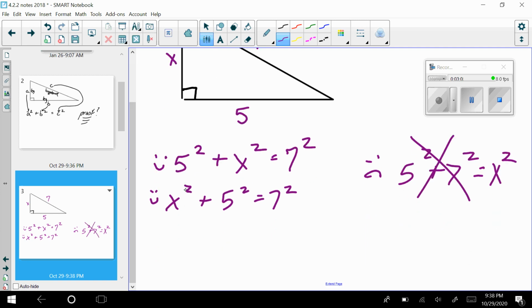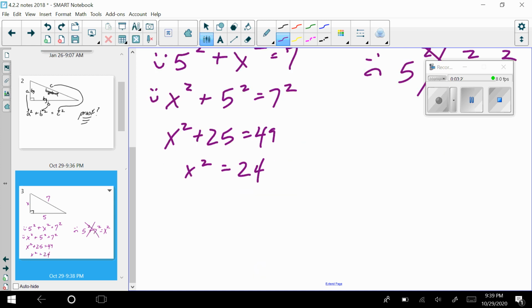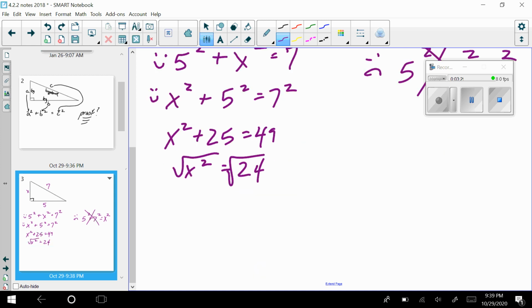Then it's a matter of just calculating this. So x squared plus 25 equals 49. x squared equals 24. Then when we square root both sides, x equals the square root of 24.